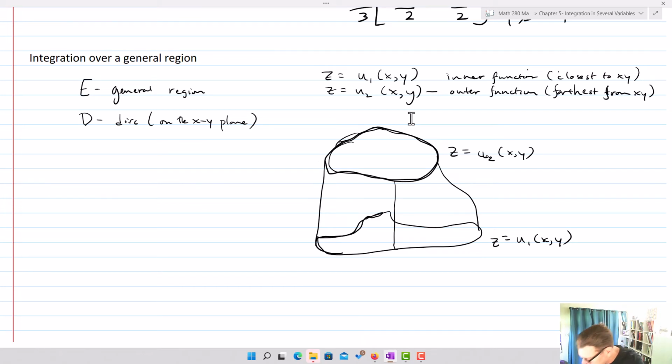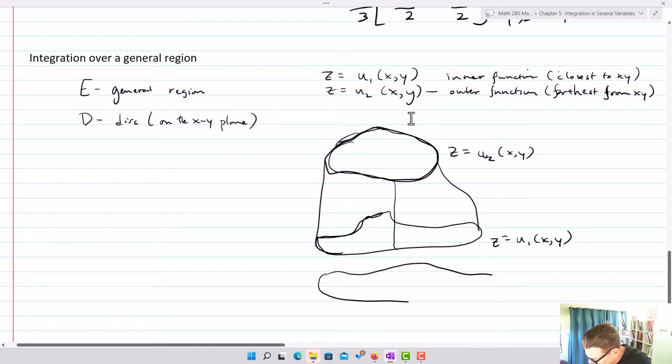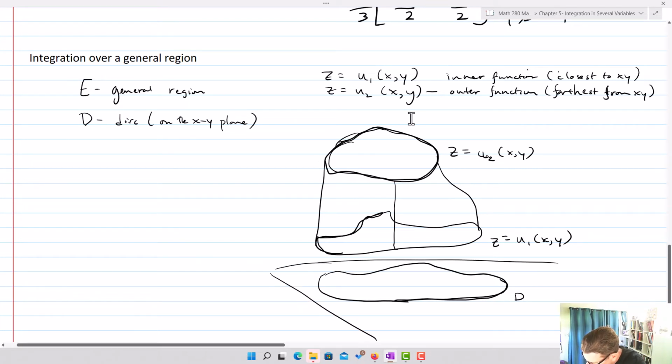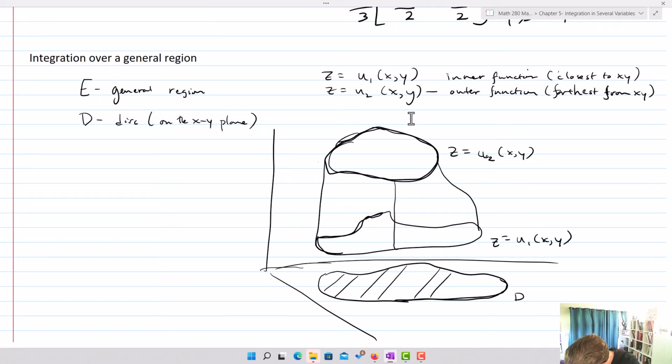What we want to imagine is that this is going to be over some kind of region. It's going to be a projection. We're going to project onto D. So D here is going to end up being in our XY plane. So here's the Z. We've got D, which is flattened out. And we're going to project both z equals u1 of xy and z equals u2 of xy onto D.